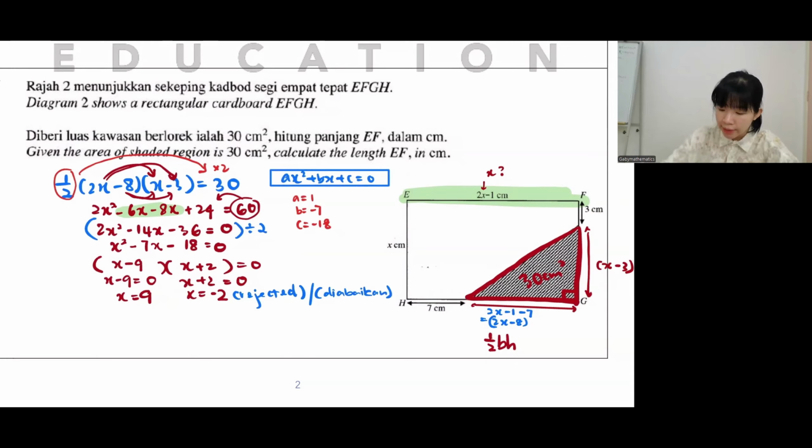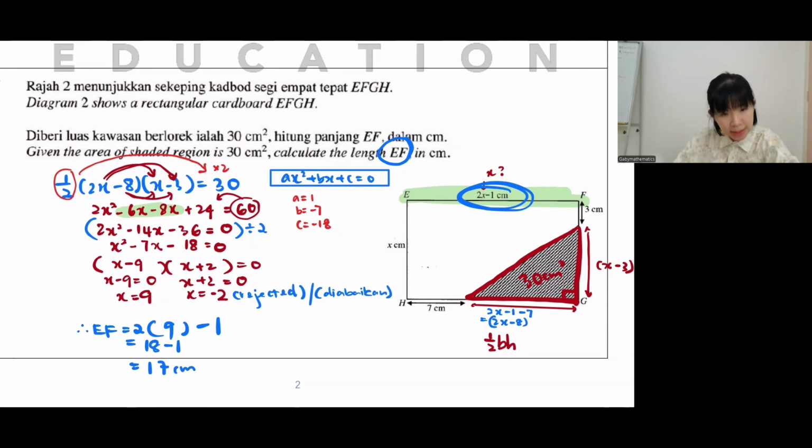Not done yet. The question asks, what is the length of EF? So guys, what is your final answer? EF is this. EF is 2x minus 1. Yes, the x is 9. 2 times 9, 18 minus 1. The answer is 17 cm.